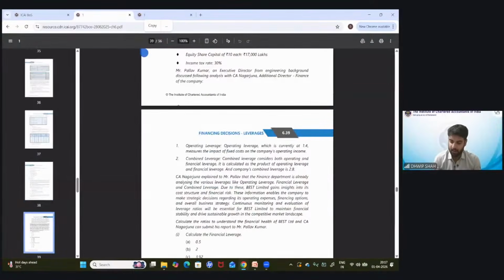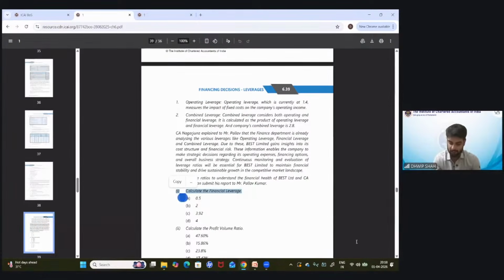Nagarjun explained to Pallav that finance department is already analyzing various leverages. Due to this, Bash Limited gains insights into its structure and risk. This information enables the company to make strategic decisions. Okay, again, all this is general information. It is of no use. Continuous monitoring and evaluation of leverage will be essential for Bash Limited. Okay, that is also additional general information. Now come to the question.